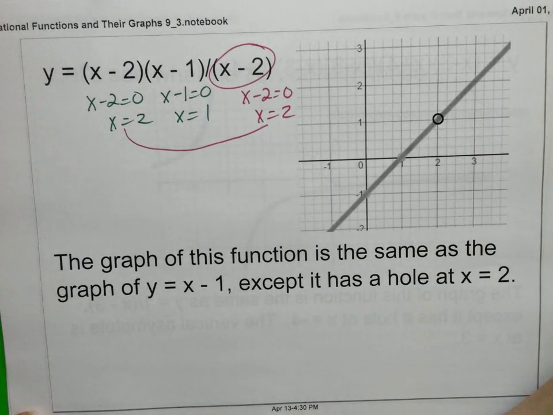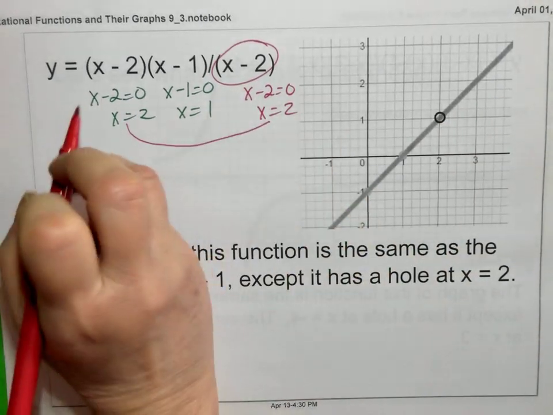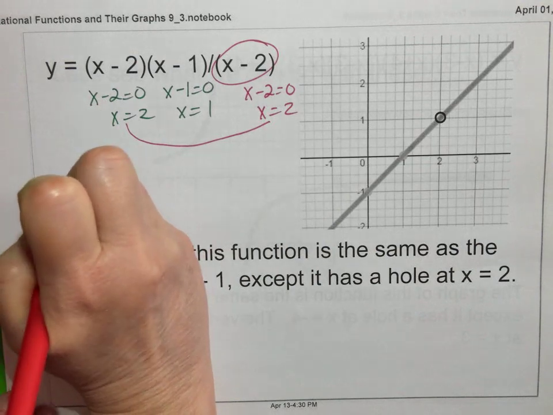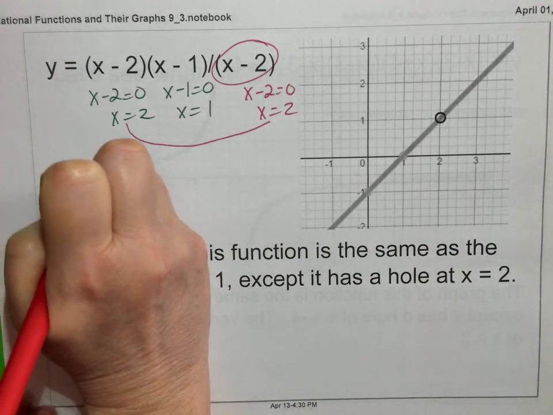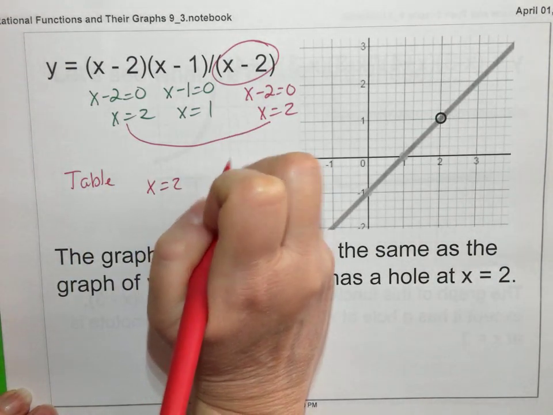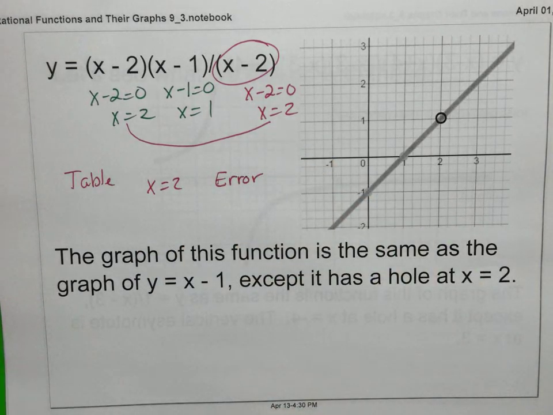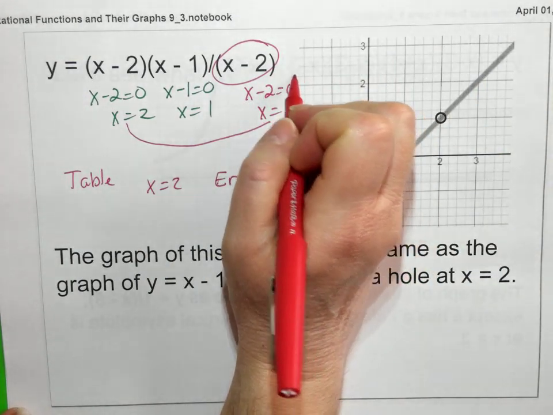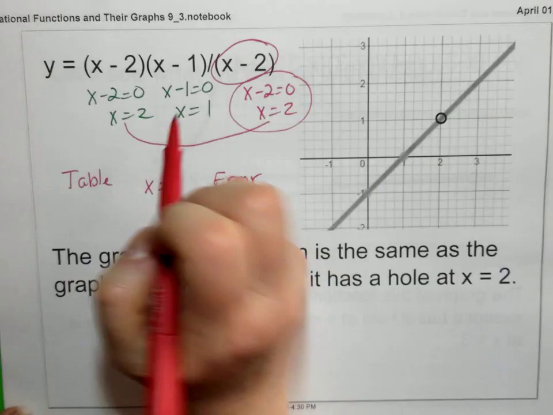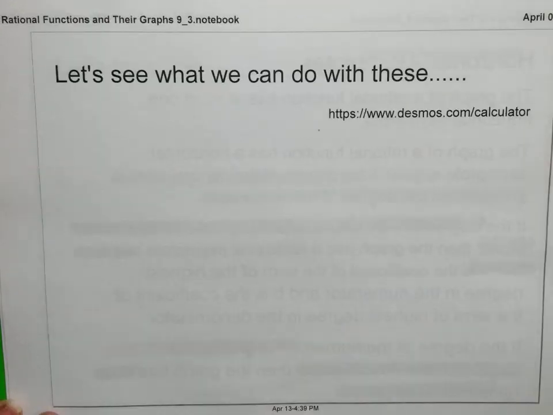Your calculator won't be able to show you that hole, but you can simply go to the table function. And when you get to x equals 2, you will have in the y equals column, it will say error, meaning it can't find a value. Okay, there are no vertical asymptotes because there's only one 0 in the denominator. The 2 in the numerator, we're only looking for matches. We're not looking for anything else. Let's see what else we got.